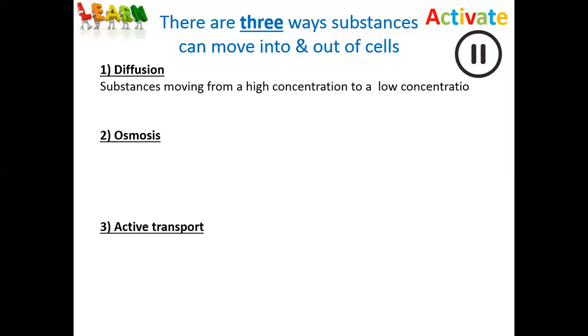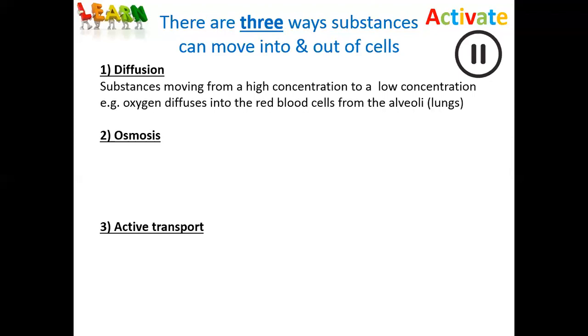So diffusion is where substances move from a high concentration to a low concentration, and you can pause the video at any point here if you want to make yourself some notes to go with last week's revision materials. A good example of diffusion is when oxygen diffuses into red blood cells from the alveoli in animals. Or I should say animals with lungs anyway, so that wouldn't happen in fish. Still going to red blood cells, but not through the lungs. So oxygen is moving from a high concentration of oxygen in the lungs to where it's a lower concentration, and that's in the red blood cells.